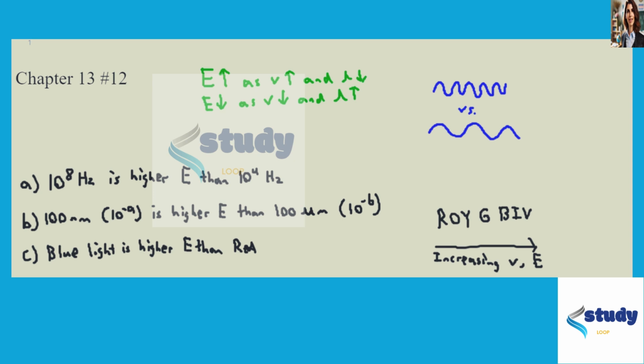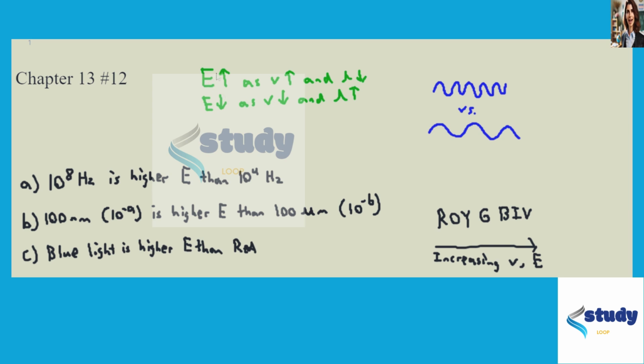This is the answer to Chapter 13, problem number 12 from the Smith Organic Chemistry textbook. And this problem is asking us to make three comparisons between different kinds of light and to determine in each comparison which light is going to have the higher energy.